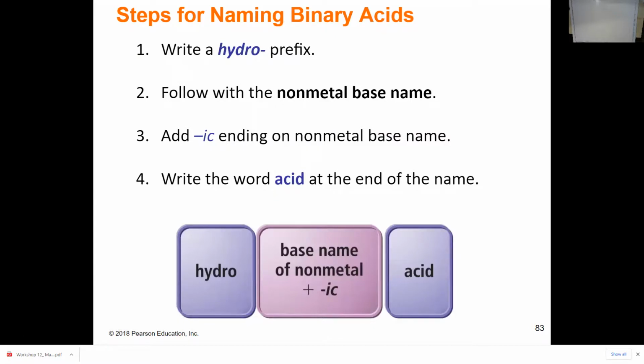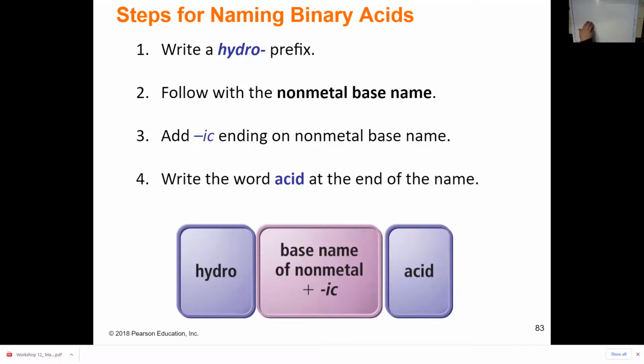It'll go away eventually. Now we're going to look at how to name the binary acids first. You're going to follow the same formula every time. Once you recognize that it's a binary acid, and you're going to know it's a binary acid because there will be no oxygen in it, you're going to start by writing the prefix hydro. You will only write the prefix hydro if it is a binary acid.